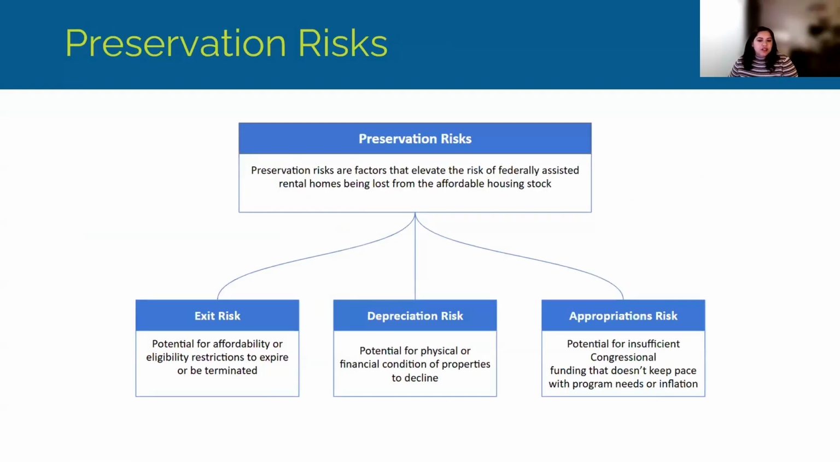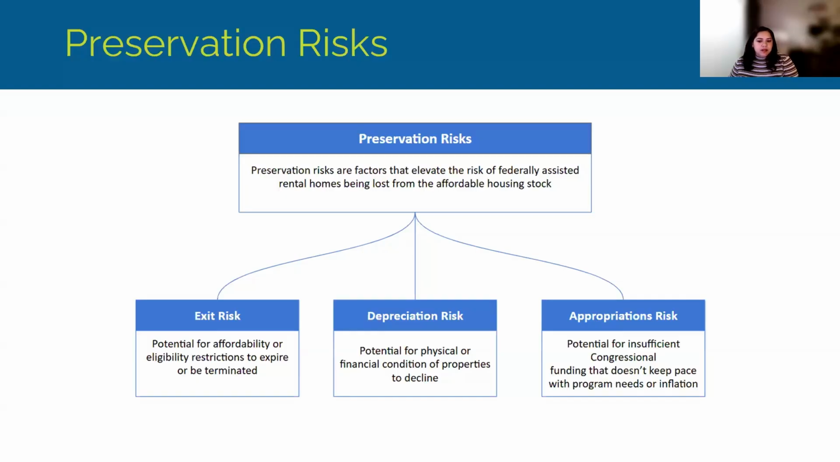And preservation efforts, however, aren't without their roadblocks. So the federally assisted housing stock typically encounters three key types of preservation risk that threaten their long-term affordability and quality. Those risks are exit risk, depreciation risk, and appropriations risk. And these risks can be interconnected and can show up differently across different federal subsidy programs.